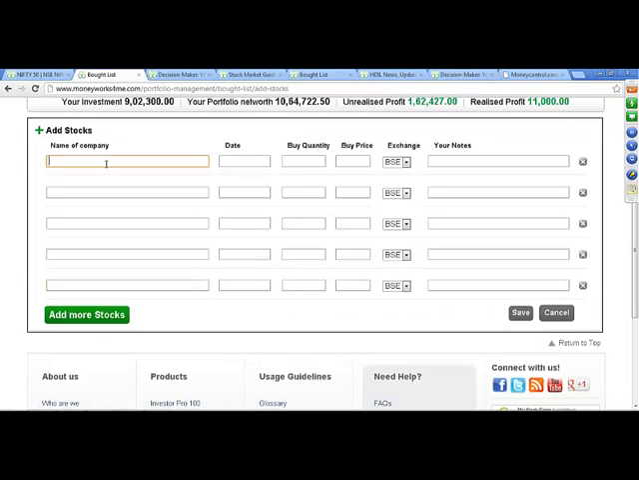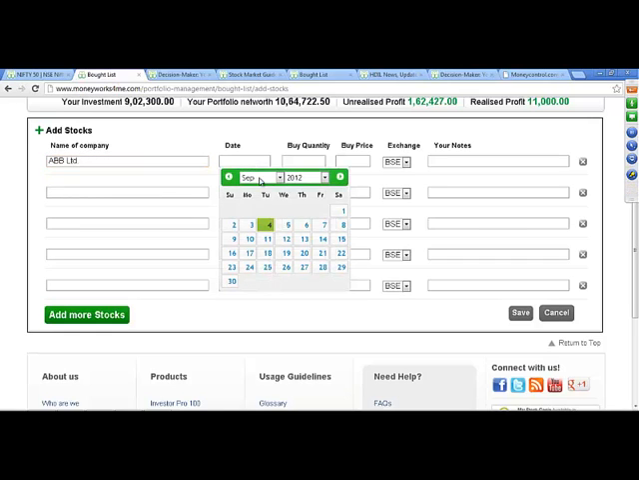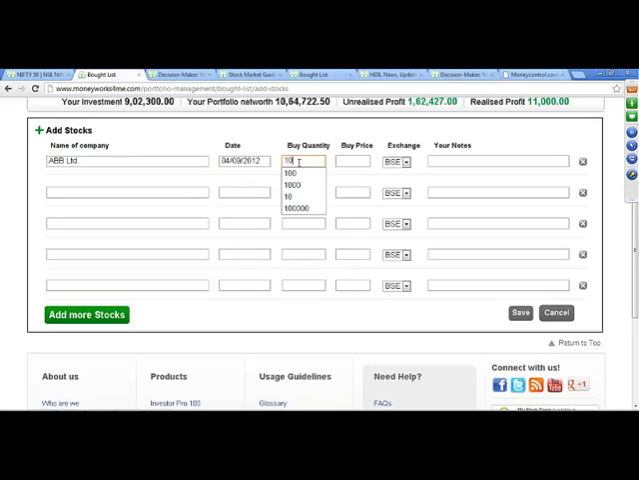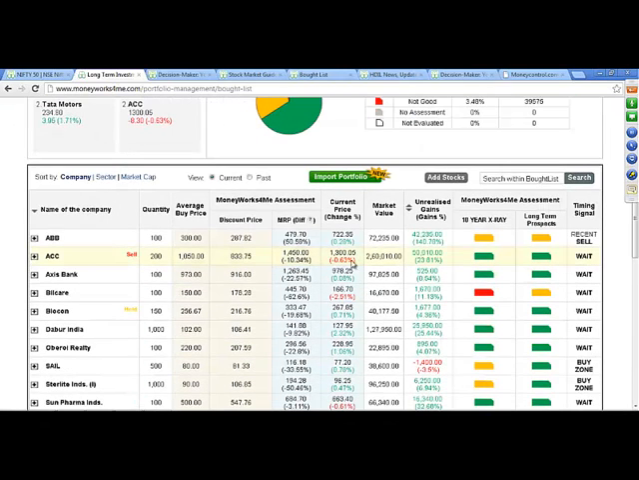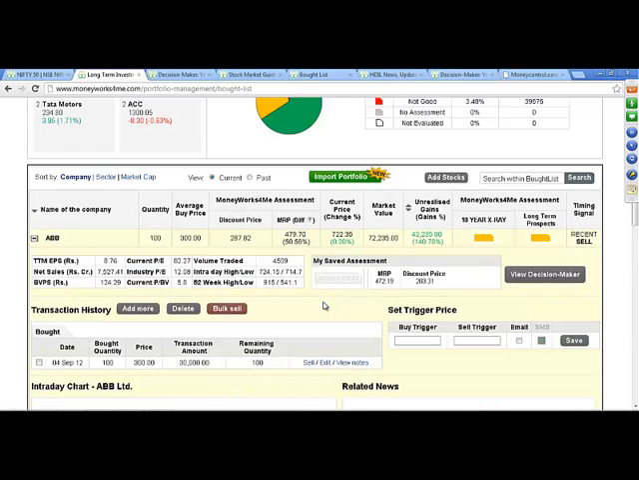So how the process goes is, I have the stock in my watch list, I get the buy trigger, so I'll buy the stock. Hopefully, if it is a good investment, I'll go ahead and buy the stock. So I'll just enter it in my bot list, ABB Limited. Suppose I bought it today, I bought 100 stocks at 300 rupees, and I just saved it. So now I have ABB in my bot list. Now I can set up my sell trigger. So just go to the bot list and I'll set my trigger here.